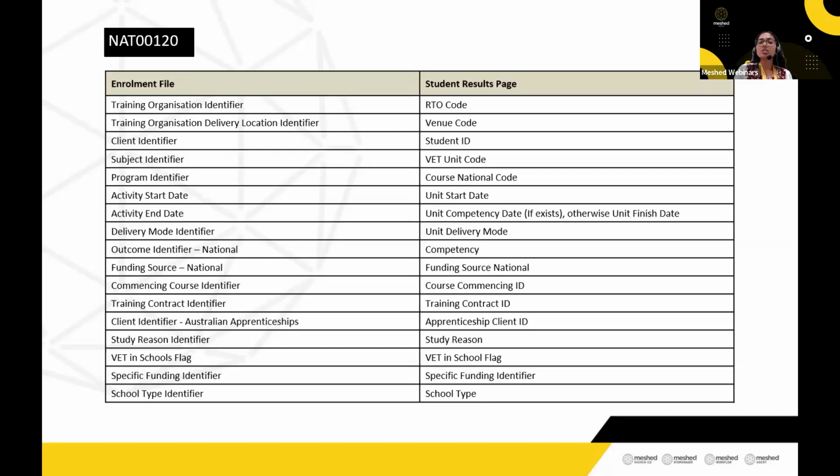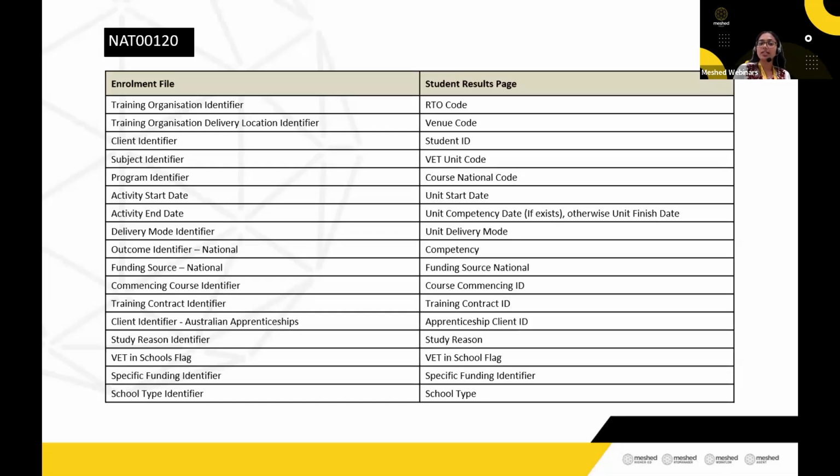It contains information such as the activity start dates, end dates, the delivery modes for the unit enrollment, the funding sources, and the training contract identifier details if applicable. Any issues in the NAT 120 file may require you to fix data on the student results page, but as this file contains data from other sections as well, you may need to revisit some of the previous sections and fix up data accordingly.